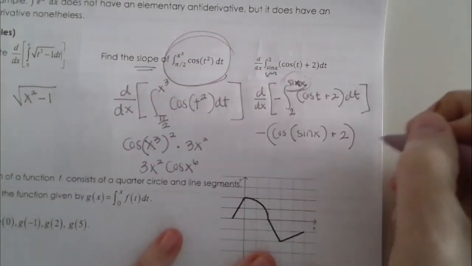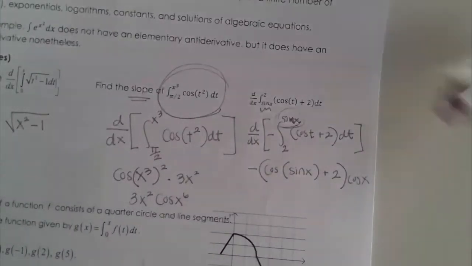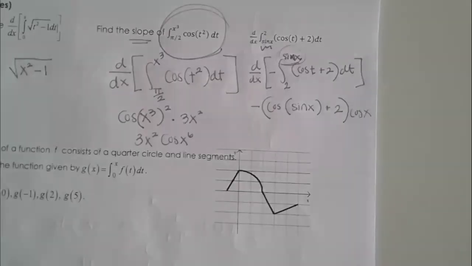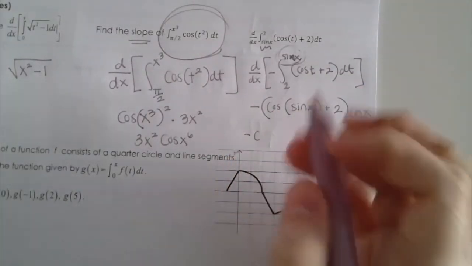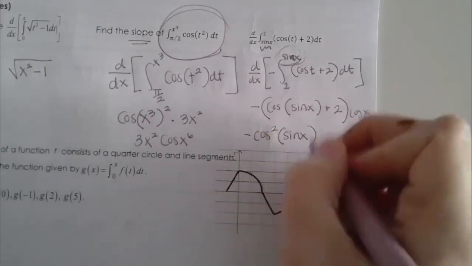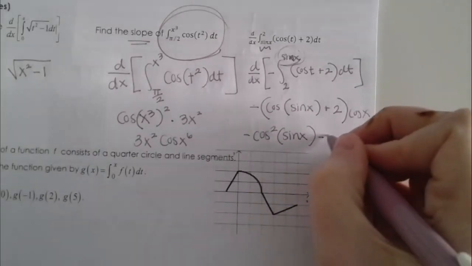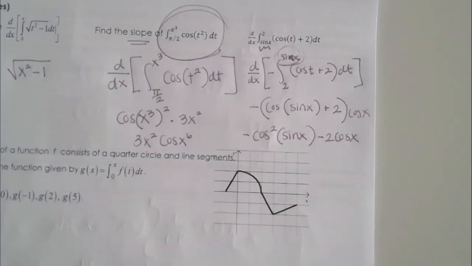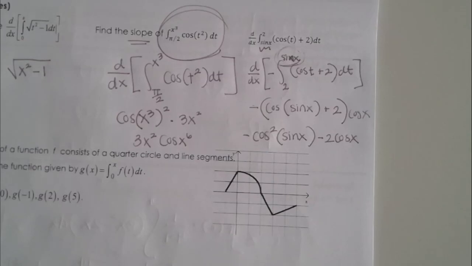So derivative of sine is cosine. So we multiply times cosine x. There's not going to be much I can do to make this look nicer. I could distribute that cosine in there, and I would have negative cosine squared times sine x, but there's not really much that I'm going to be able to do there. I'm going to distribute the negative and the cosine here, so minus 2 cosine x, and that's about as pretty as I can make that one look. And then we will save this last bit for in class when I see you.